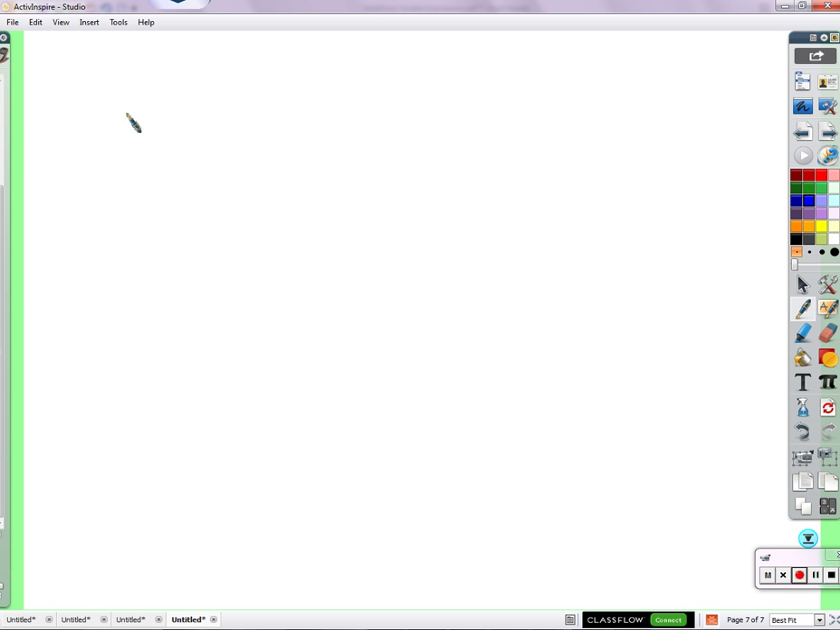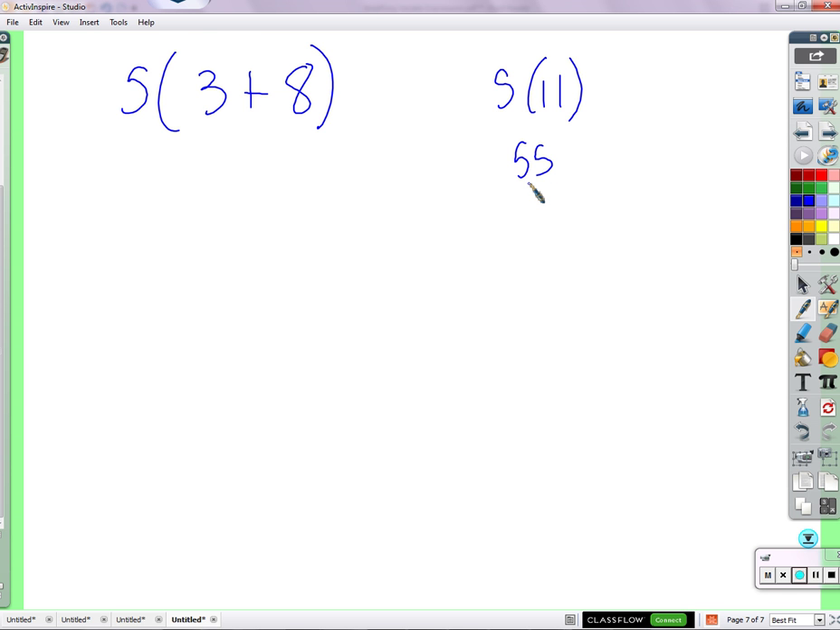Let's say we want to distribute 5 over 3 plus 8. Here's an example of the distributive property working in an intuitive way. We could add 8 and 3, which is 11, and 5 times 11 is 55. The distributive property says I multiply 5 by 3 and 5 by 8 and add those together, 15 plus 40, 55. The same.